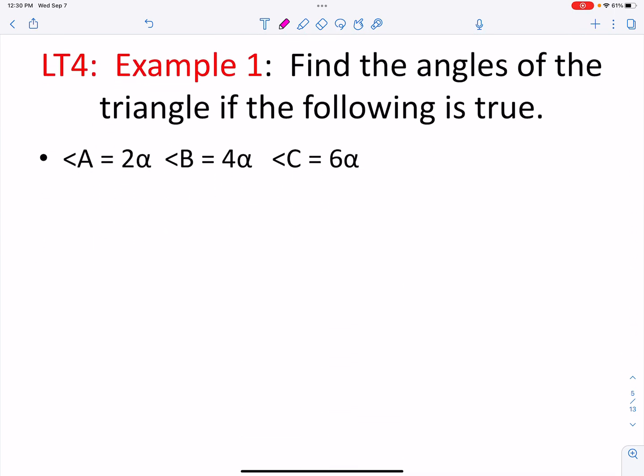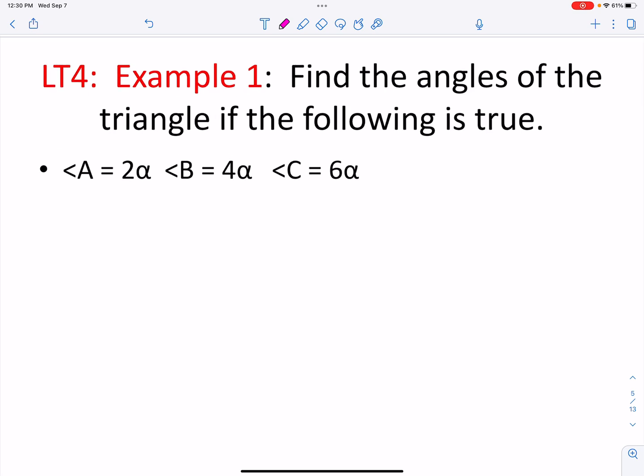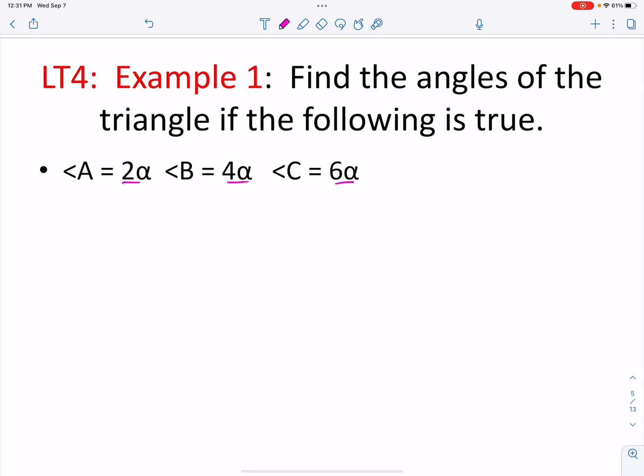Okay, so find the angles. Turn to this example. Find the angles of the triangle if the following is true. I know this is an alpha, so it's a variable. If you want to use an x, you can. What do I know about 3 angles of a triangle? I know that they add up to 180.